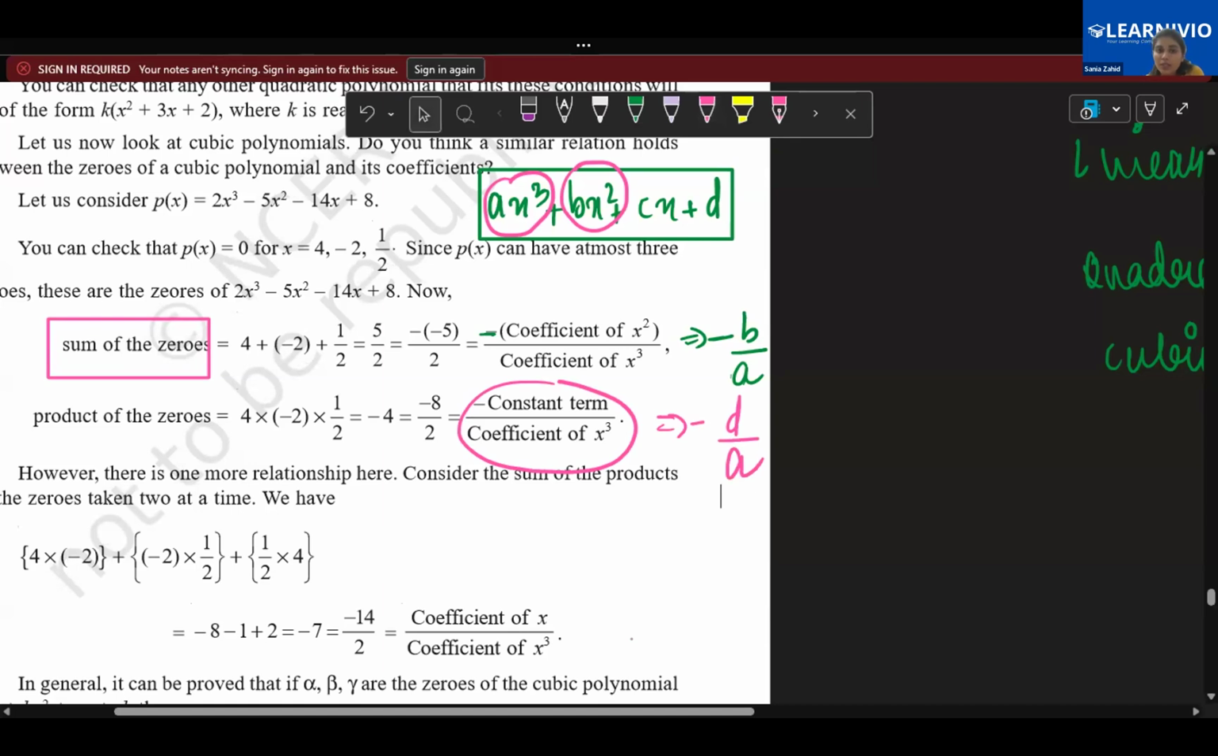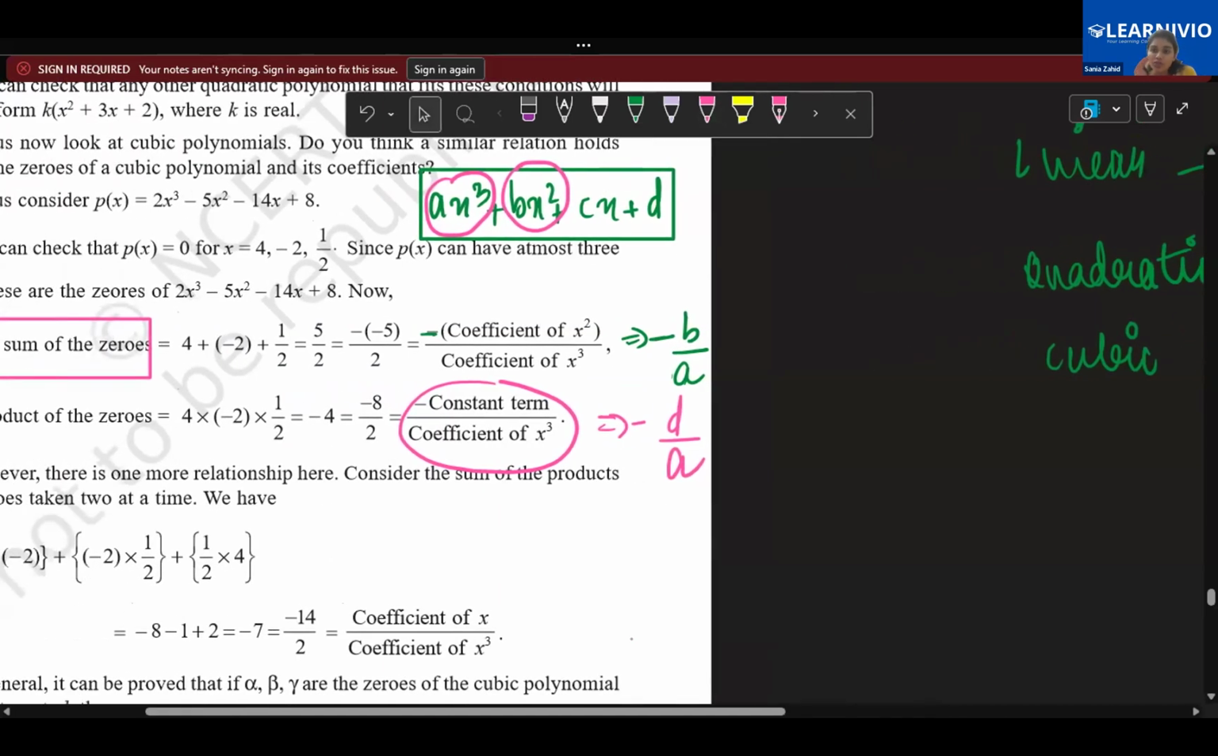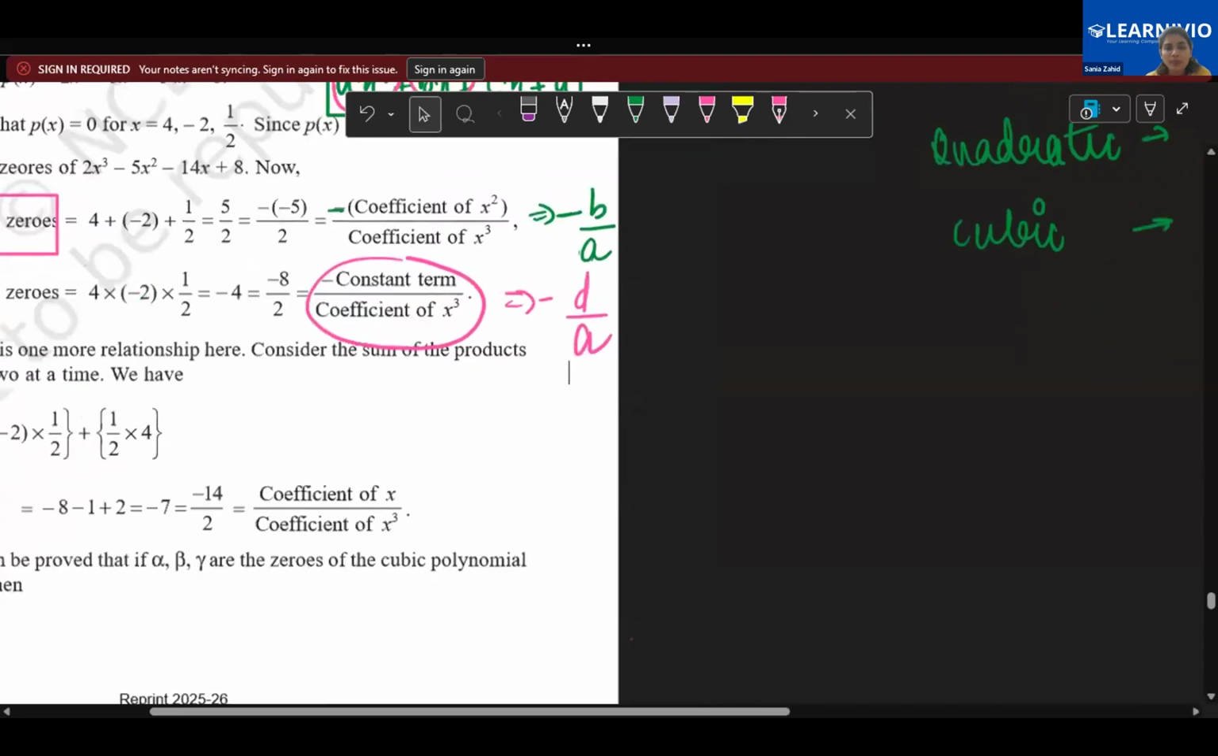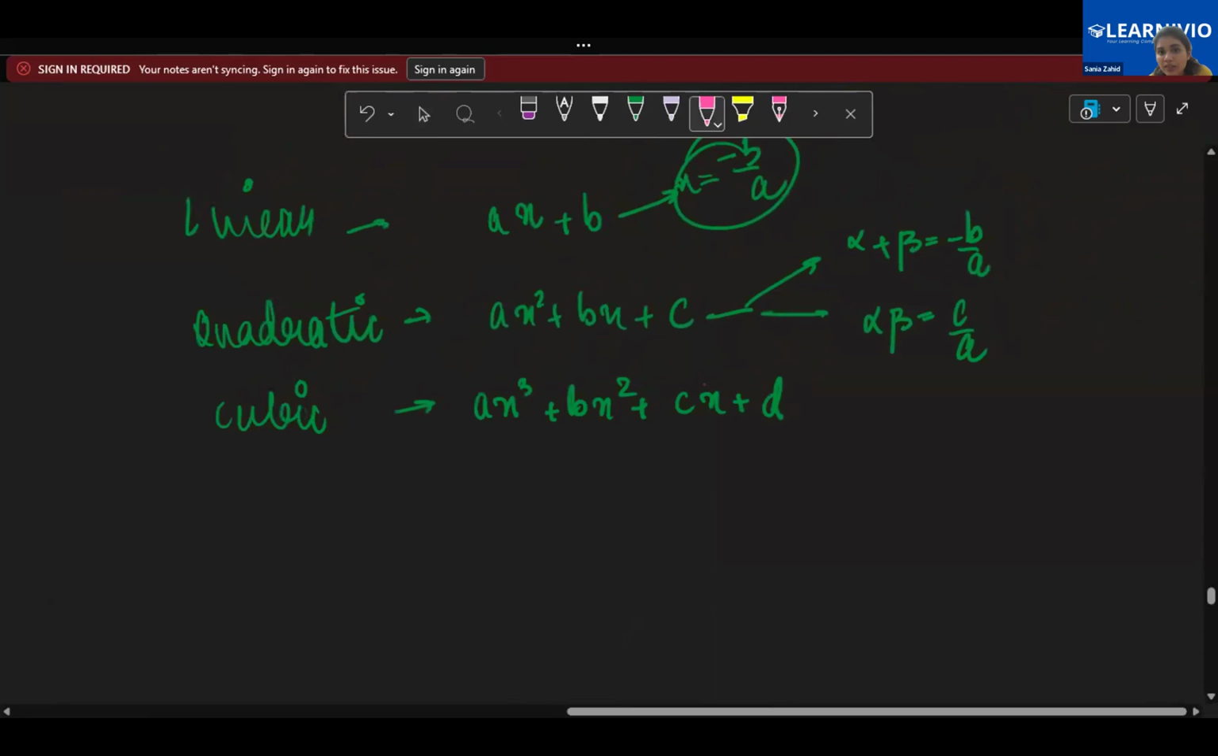Okay, what is the concept? The concept earlier was the coefficient of the second term divided by the coefficient of the first term for the sum of the zeros. For the product of the zeros, it's always the constant term divided by the coefficient of the first term. I tell you, if you remember it like this, you'll never forget anything, and you won't even have to memorize any other formulas. I'll just write it down. But you will have to remember these three things.